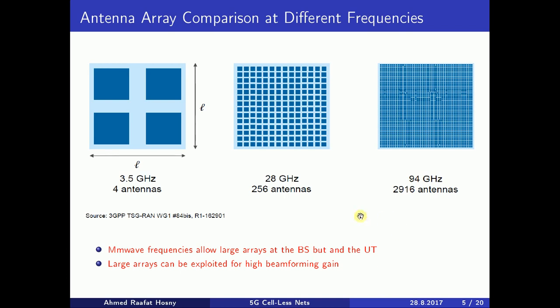For example, at 3.5 gigahertz, we can put four antennas in the same area. At 28 gigahertz, we can pack 256 antennas, which improves the beamforming gain to combat the path loss associated with millimeter wave propagation.